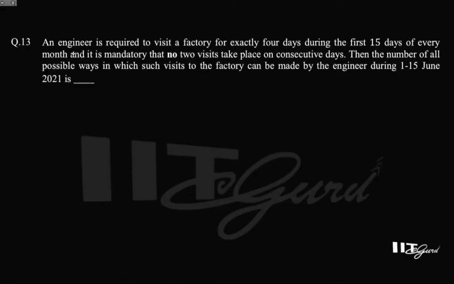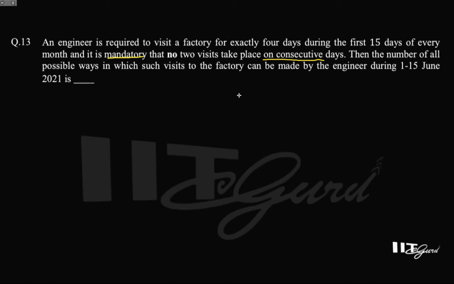Question number 13. An engineer is required to visit a factory for exactly 4 days during the first 15 days of every month. It is mandatory that no two visits take place on consecutive days. That is the point to be noted. Then find the number of all possible ways in which such visits to the factory can be made by the engineer during 1 to 15 June 2021.